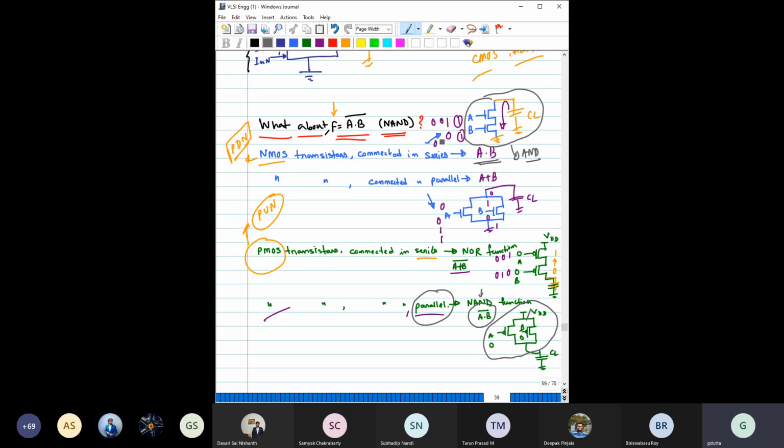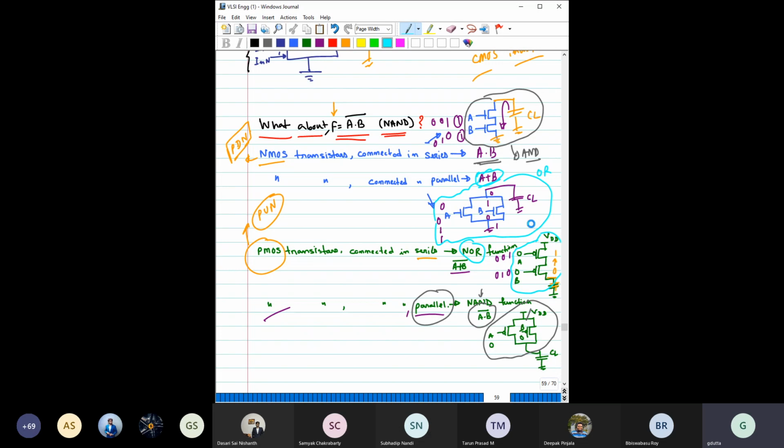Now let me pick another color, say this color. When these NMOS are connected in parallel, you can see here, it is giving A plus B, which is an OR, right? But if you connect PMOS in series in this fashion, they are giving you this NOR operation. So that means again NMOS in parallel and PMOS in series are the dual network, right?